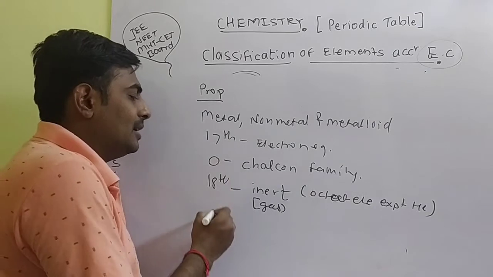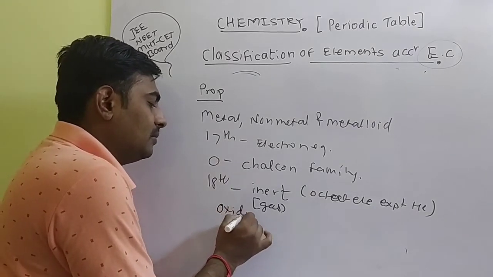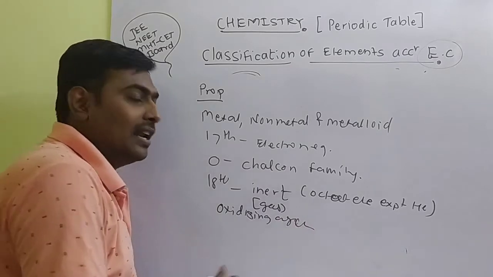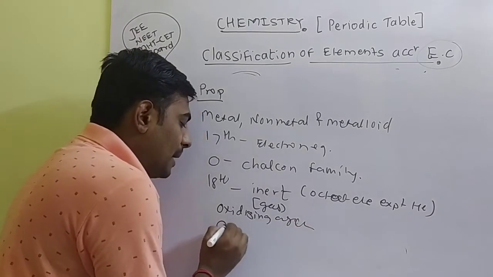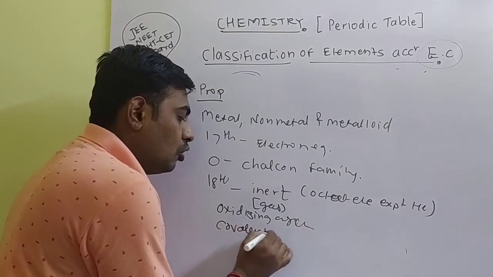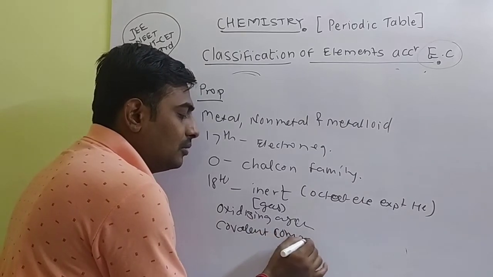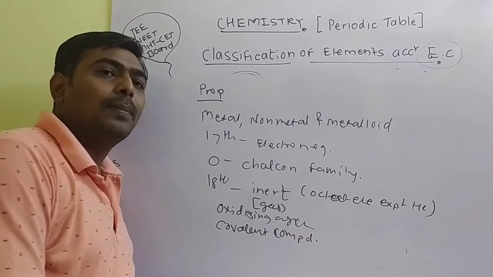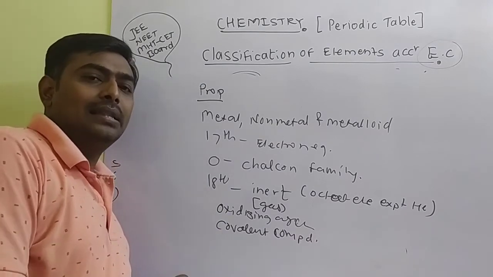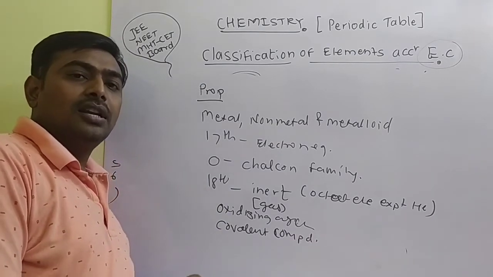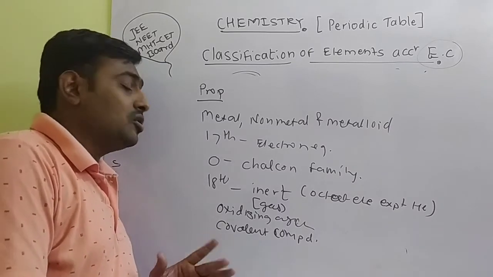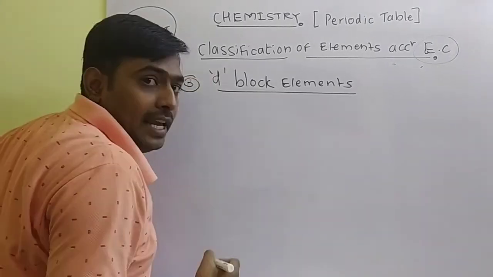Generally, p block elements are oxidizing agents, and they can form covalent compounds. So the p block elements can form covalent type compounds, because generally they can gain electrons to complete the octet, or they form a bond with the sharing of electrons. So it is a covalent type.